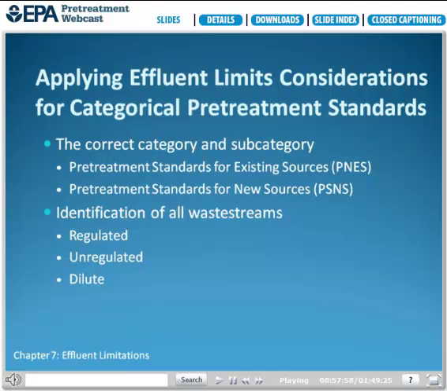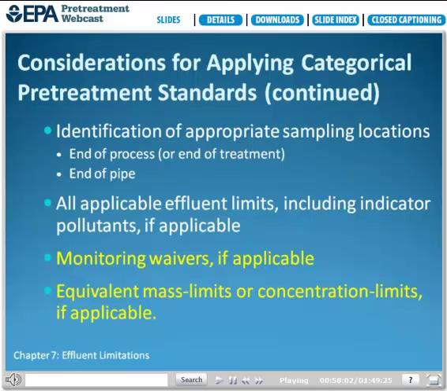When identifying sampling locations, remember that categorical standards are applied directly to the specific waste stream at the end of treatment, otherwise known as the end of process. Another sampling point could be end of pipe or property line manhole, which is the point of discharge where the discharger discharges into the public system.